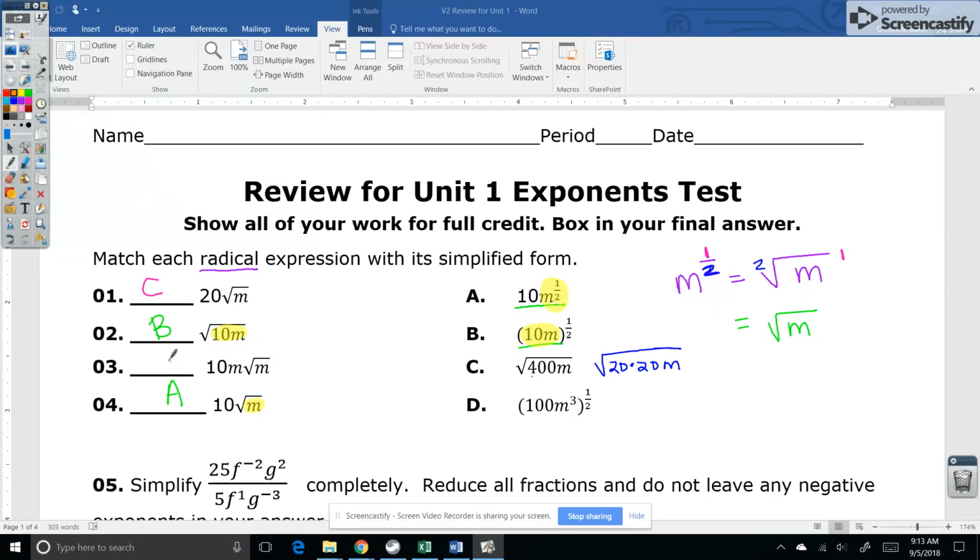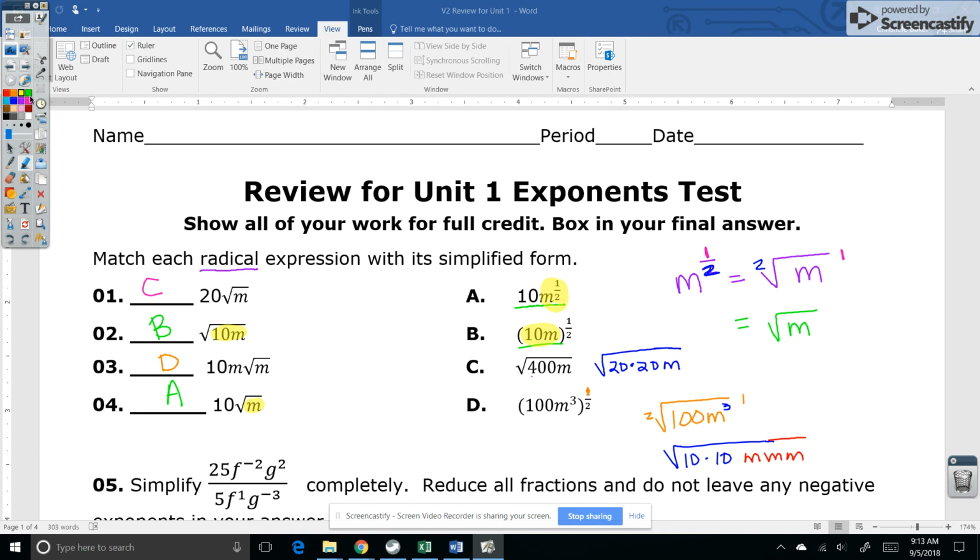So that leaves number 3 to be D, but I'm going to show you why. This rational exponent of 1/2 means that I'm going to take the 100m to the 3rd power underneath the radical with an exponent of 1 and an index of 2. 10 times 10 is 100. Oopsies, I forgot the 3 there, the exponent of the 3. 10 times 10 is 100. And then m cubed, we know, means m times m times m.